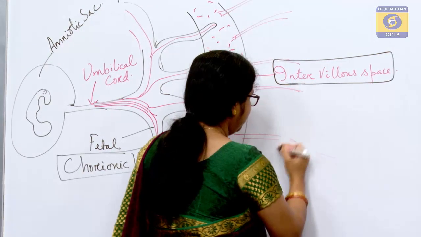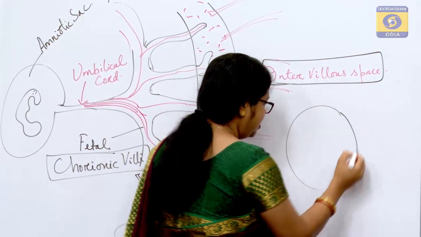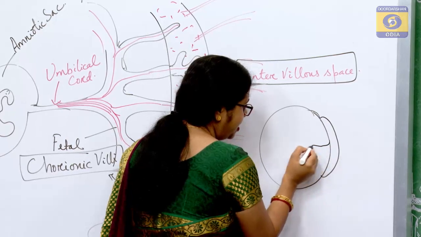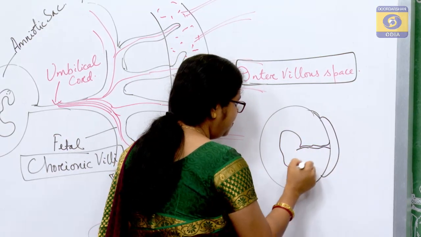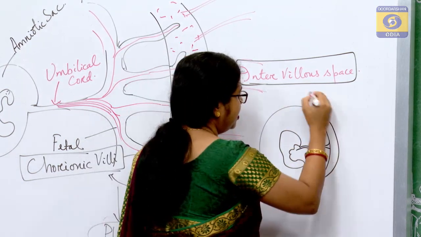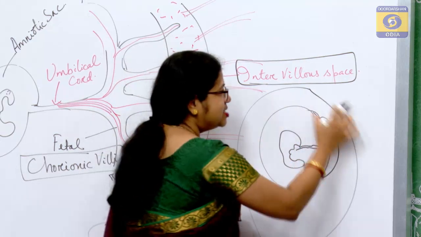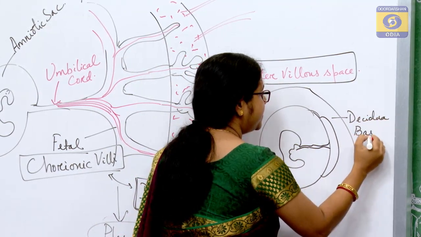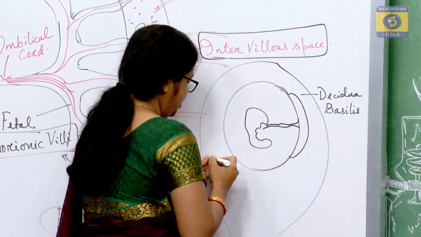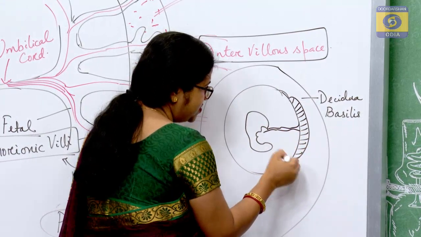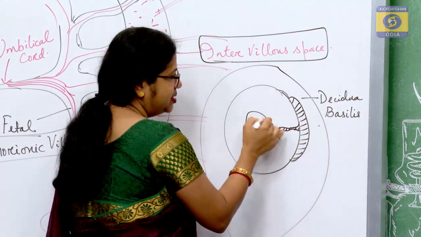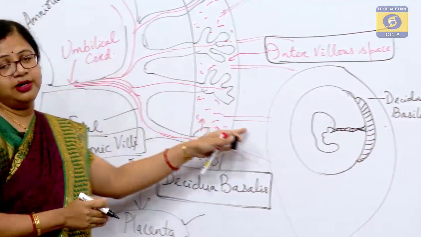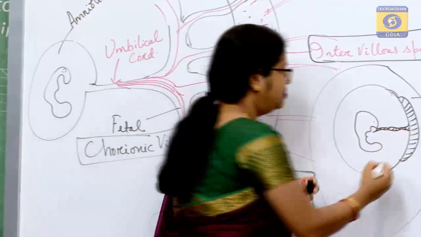It is somewhat like this structure, and it has a connection, and here is my developing fetus. Suppose this is my entire endometrium, this part is my decidua basalis, okay, and this is my placenta that is formed by conjugation of parts from both the mother as well as the fetus. The chorionic villi of the fetus will invade into the endometrium of the mother and it will form the placenta.